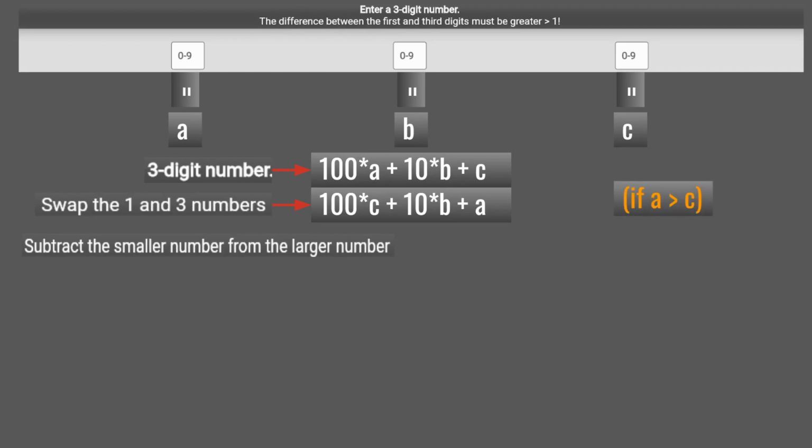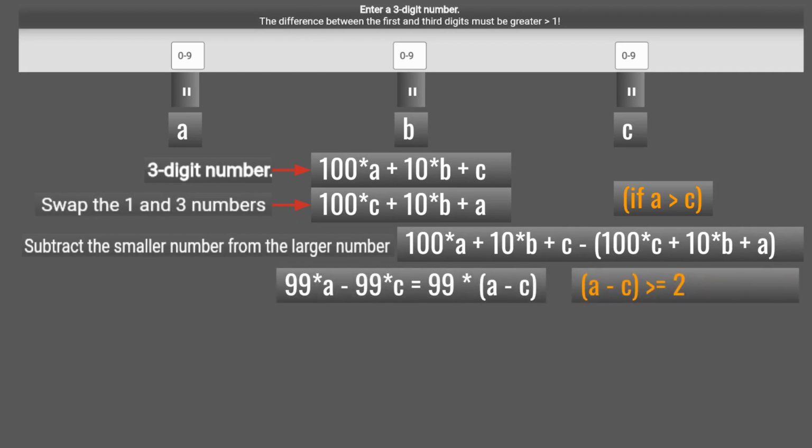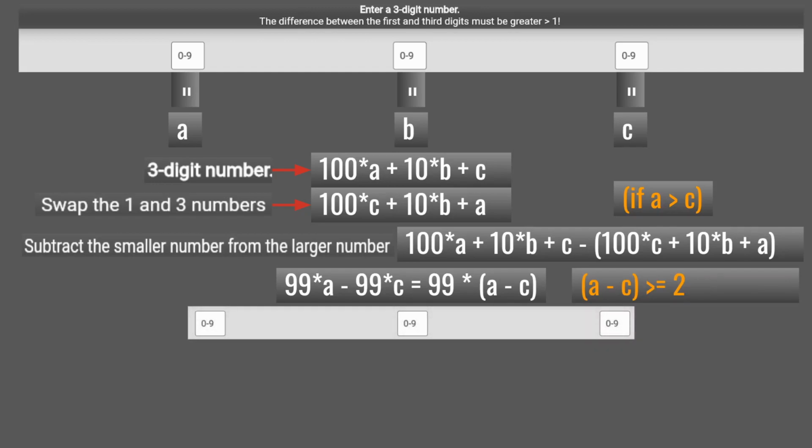If A is greater than C. Do you remember the condition? The difference between the first and third digits must be greater than 1. So A minus C is greater than or equal to 2. This is the condition we need to get a three-digit number.